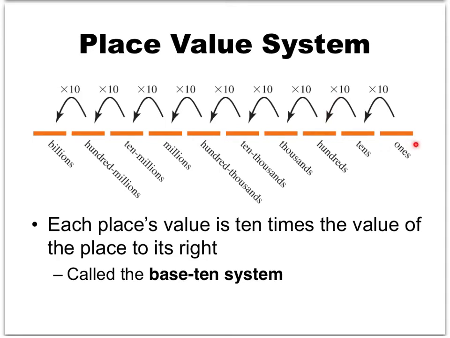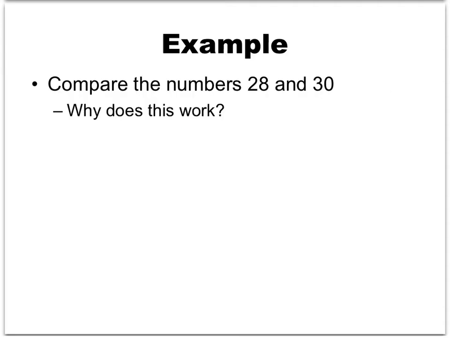So each digit in our number represents a different size bundle. On the right, these represent individual objects. Then we have bundles of 10, bundles of 100, and so on and so forth. So one important thing to remember is that each place value is 10 times the value of its place to the right. And because of that, we call it the base 10 system. So let's use this idea to explain why this method for comparing numbers works.